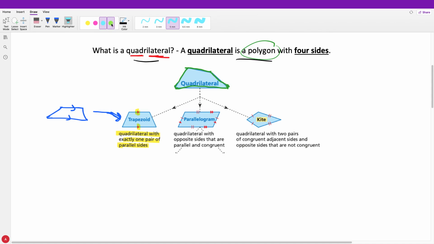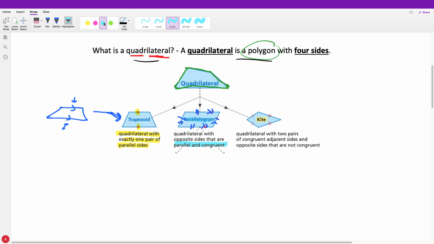Now the next type of shape you'll have to know is a parallelogram. A parallelogram is a quadrilateral, a four-sided figure, that has exactly two pairs of opposite sides that are parallel and congruent. Unlike a trapezoid, where we only had one pair of parallel sides, in a parallelogram both pairs of opposite sides are parallel. The arrows there mean that they're parallel, but they're also congruent. So the opposite sides of a parallelogram are not only parallel, but also congruent.